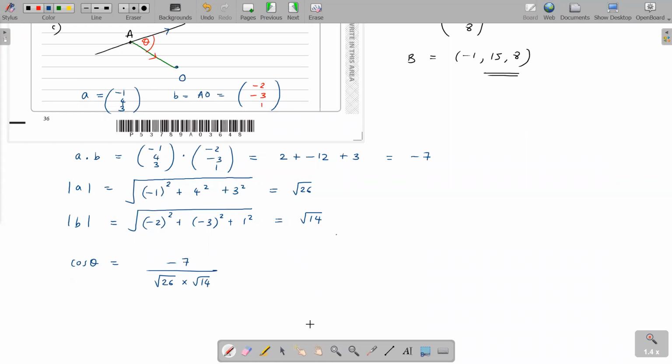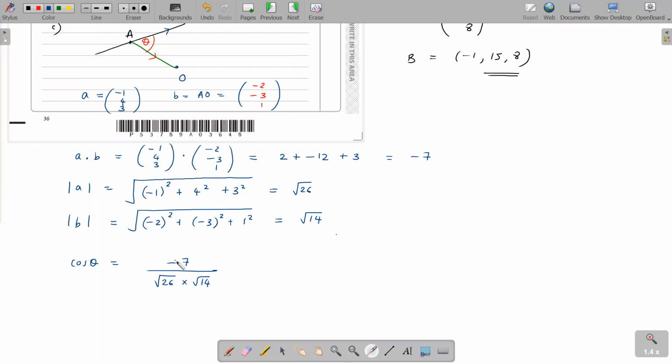Are you with me? Now, by any chance, if you had taken OA instead of AO, the difference is you would use plus 2, 3, minus 1, and your A dot B would have been a positive 7. That is the only difference, okay? So now when you're typing cos inverse, since you guys are doing P4, you already have an idea about the cos ratio. You should know that if your cos ratio is negative, when you take the cos inverse in the calculator, you will get an obtuse answer. You will not get an acute answer.